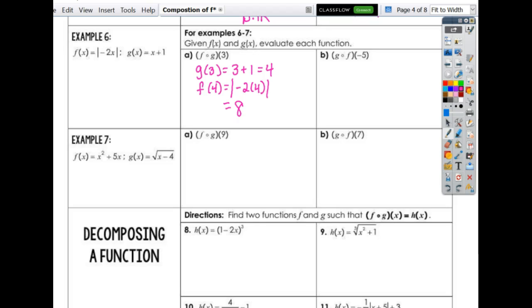Okay, everybody try number 7. Just A. Try A.